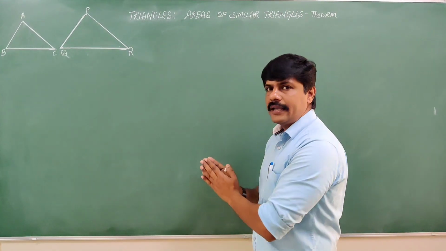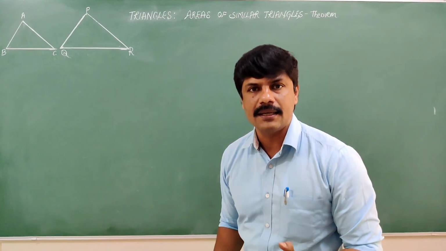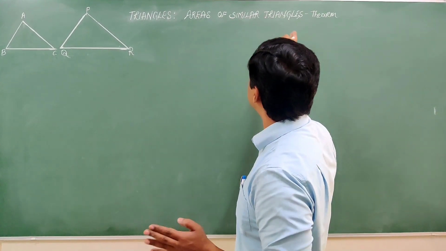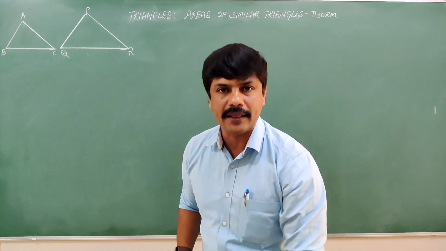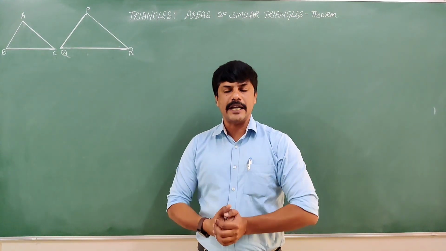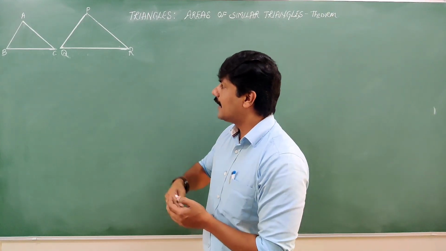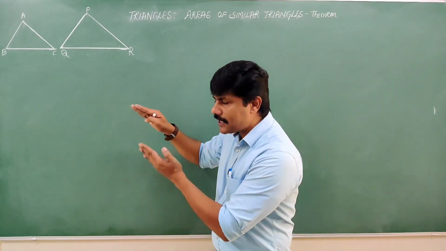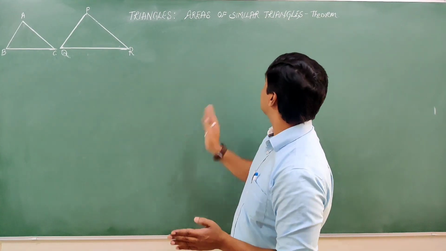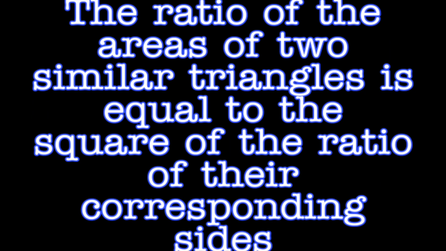Now this particular theorem is based on similar triangles, and we need to find areas of the similar triangles in a certain way that we are going to prove. Let me read out the statement, and after the statement, step by step, we will explain and prove this areas of similar triangles theorem. The ratio of the areas of two similar triangles is equal to the square of the ratio of their corresponding sides.